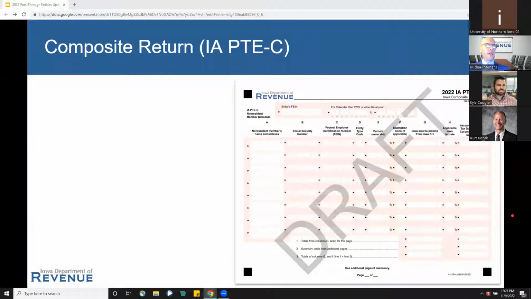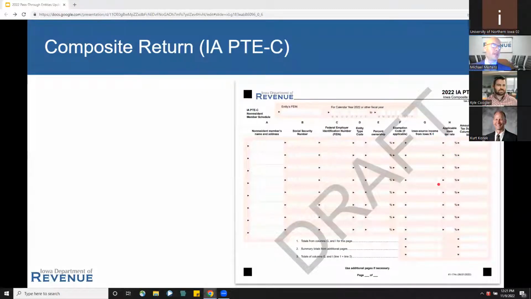The composite return itself is actually a fairly straightforward small return. It's about 2 pages long with an attached non-resident member schedule. That non-resident member schedule is the most important piece of the return because it's got most of the non-resident reporting on it. So I wanted to start with that non-resident member schedule.